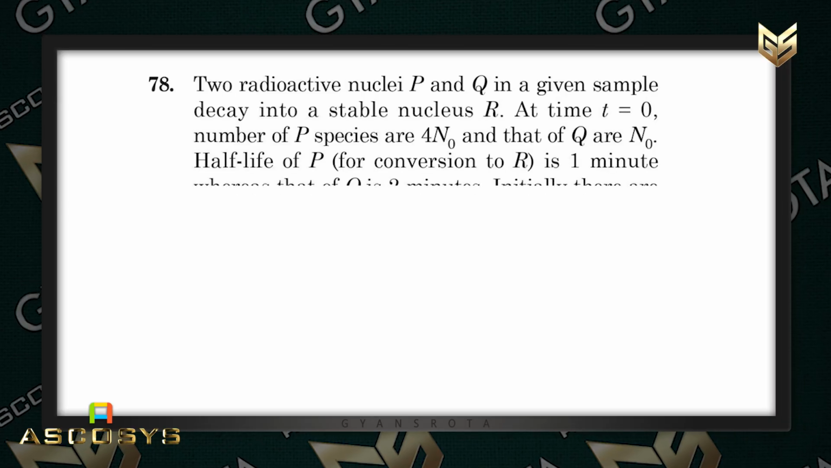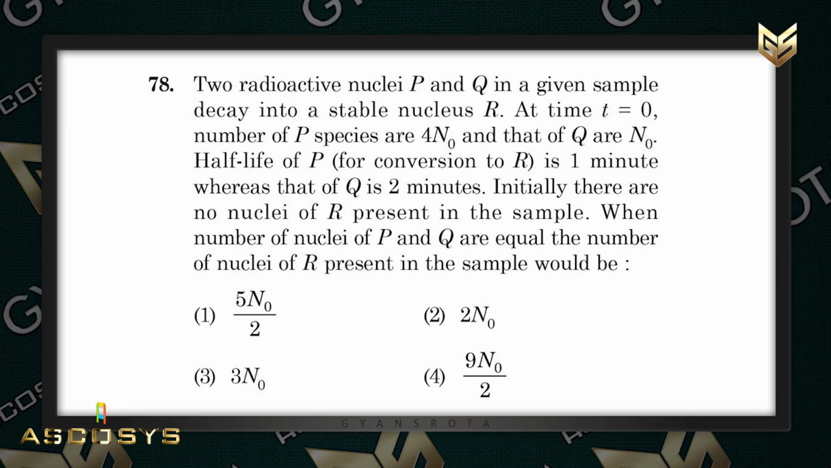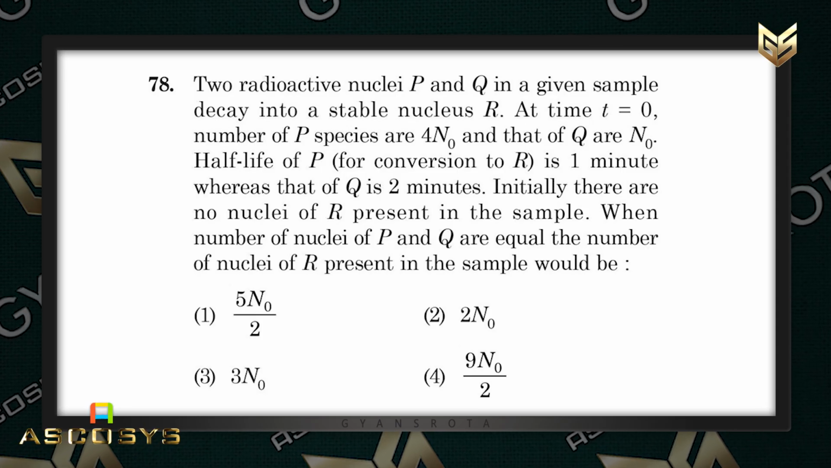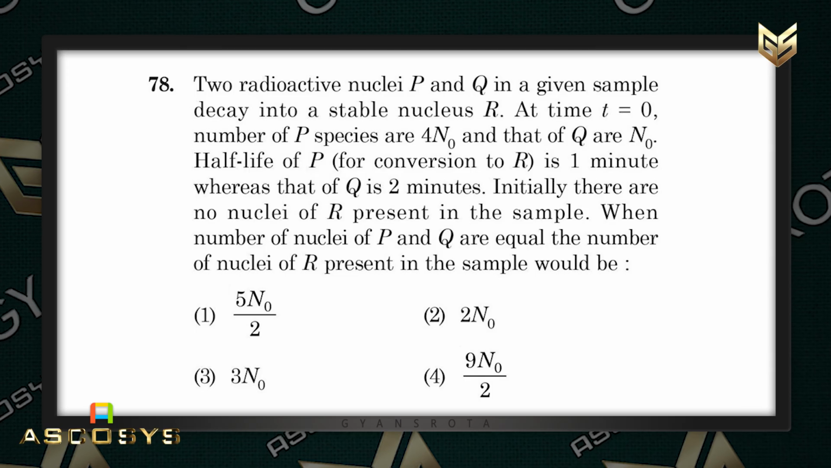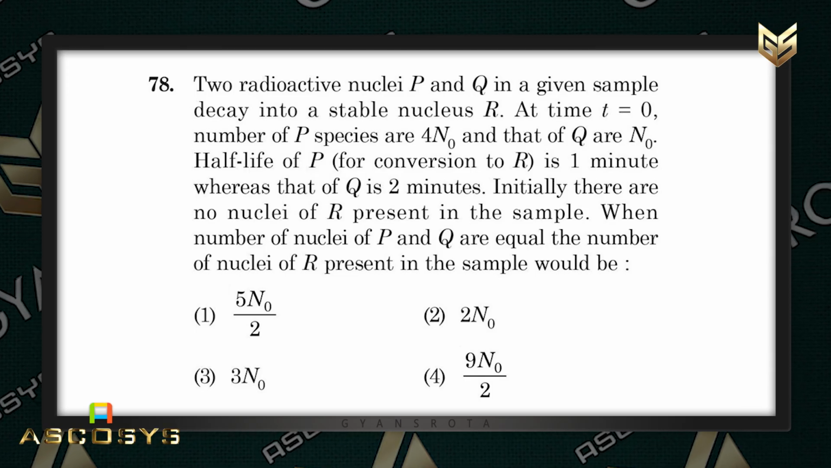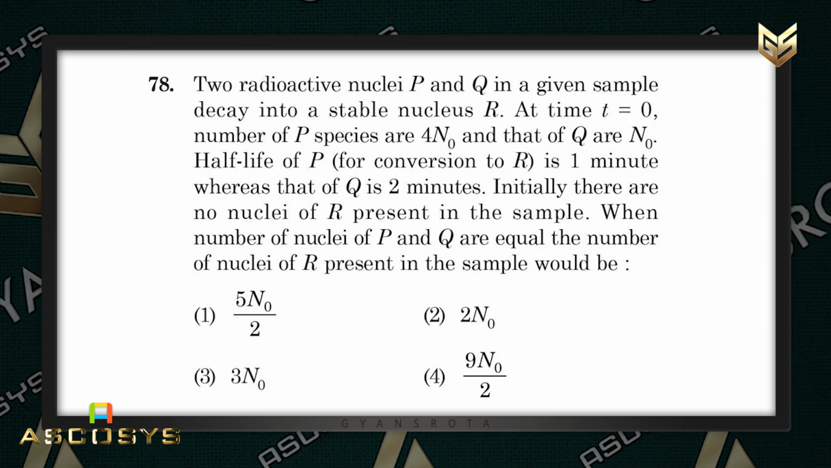Two radioactive nuclei P and Q in a given sample decay into a stable nucleus R. At time t equals 0, the number of P nuclei is 4 n naught, that is, initially n equals 4 n naught. For Q it is n naught. The half-life of P for conversion to R is 1 minute, whereas the half-life of Q is given to be 2 minutes. Initially, there are no nuclei of R present in the sample.